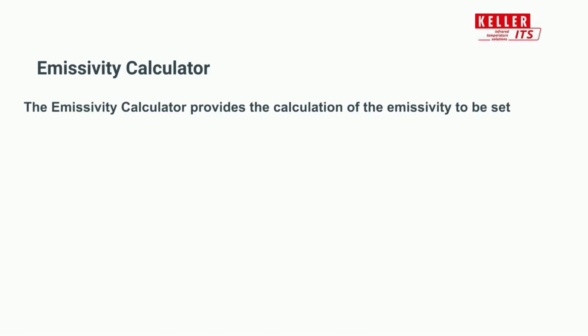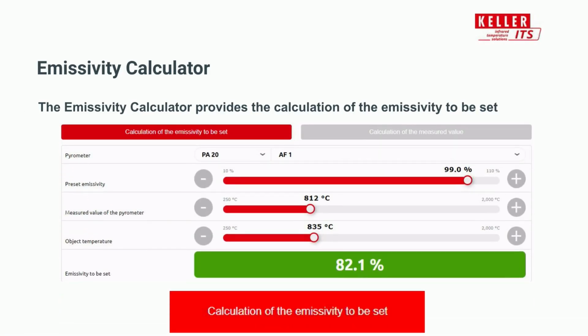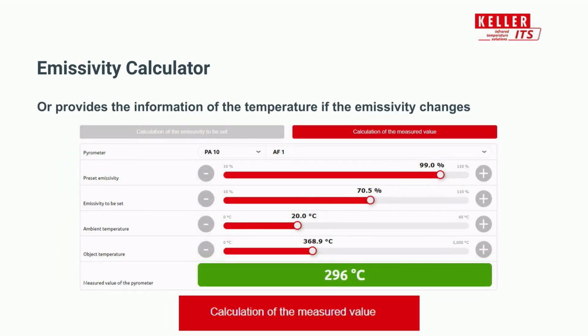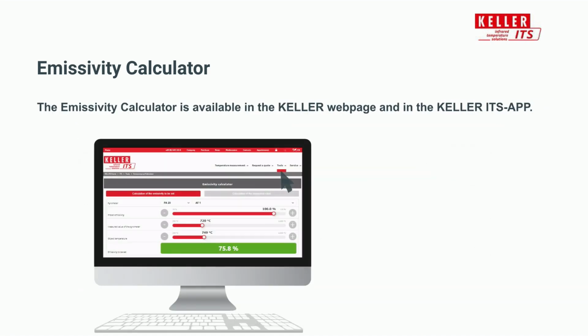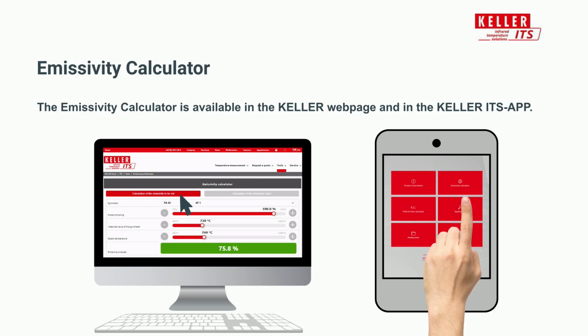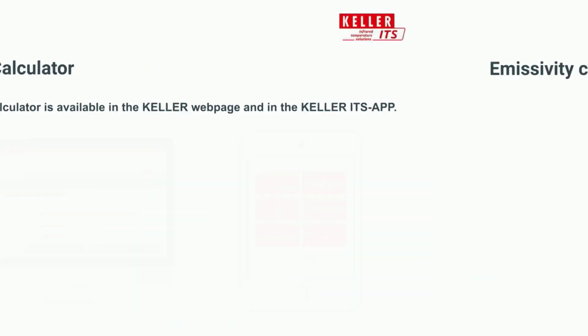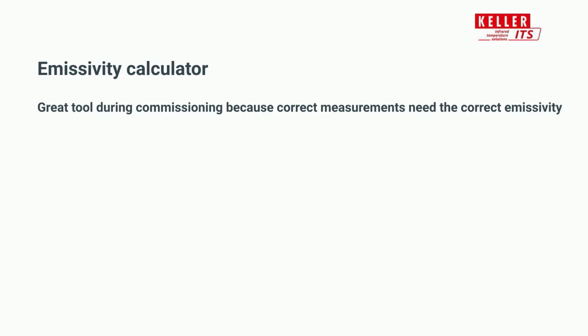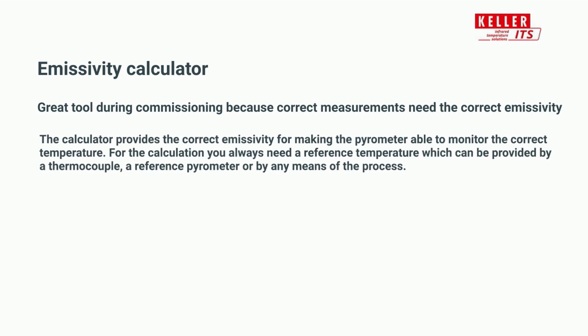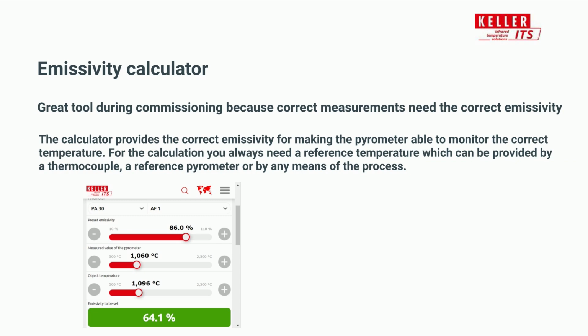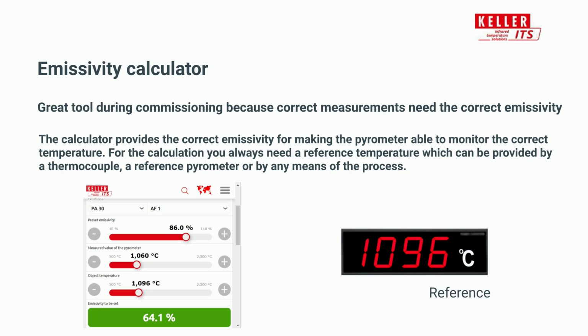The emissivity calculator provides the calculation of the emissivity to be set or provides the information of temperature changes due to emissivity changes. The tool is available at the Keller ITS homepage or also in the Keller ITS app. The emissivity calculator is a great tool during commissioning because correct measurements need the correct emissivity to be set. By using this calculator, you will get the correct emissivity to set for the pyrometer's measuring task. For calculating this, you always need a reference temperature, which can be provided by a thermocouple, a reference pyrometer, or any means of the process.